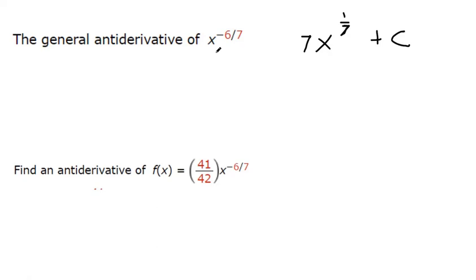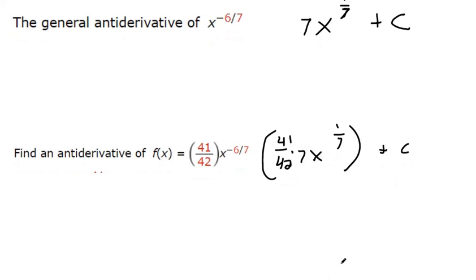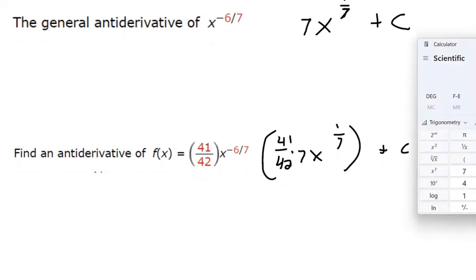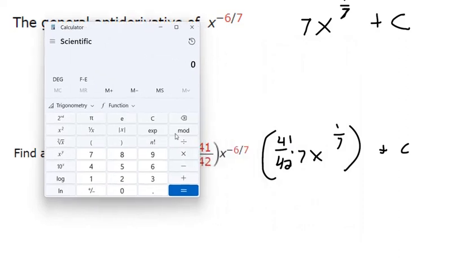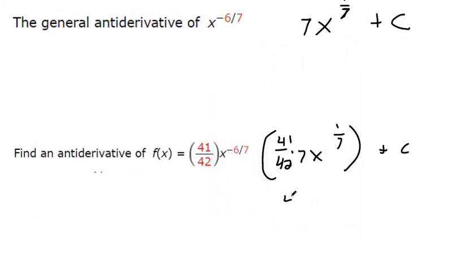And then to find an antiderivative of this function, it's the same type of thing. The antiderivative of that negative 6/7 we just worked out is 7 times x to the 1/7. And then this constant is still multiplying out front. Just like with a derivative, when you find an antiderivative, the constants can just stay out front and multiply. So we just need to simplify. 7 divides into 42 evenly. So that's 6. So I think we got 41 over 6 x to the 1/7.